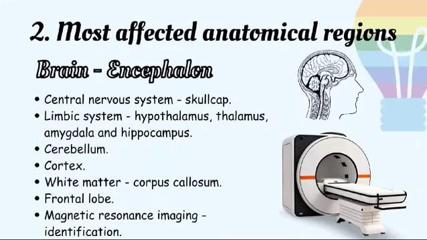The anatomical regions most affected by autism are the brain, called the encephalon, and its structures. The brain is the main component of the central nervous system and is located in the cranial vault. People diagnosed with ASD have different patterns of brain development, which can affect some structures, such as the limbic system, responsible for emotions, which is composed of the hypothalamus, thalamus, amygdala and hippocampus, in addition to other structures, such as the cerebellum, cortex, white matter, corpus callosum and frontal lobe. This difference between brain structures is identified through magnetic resonance imaging.